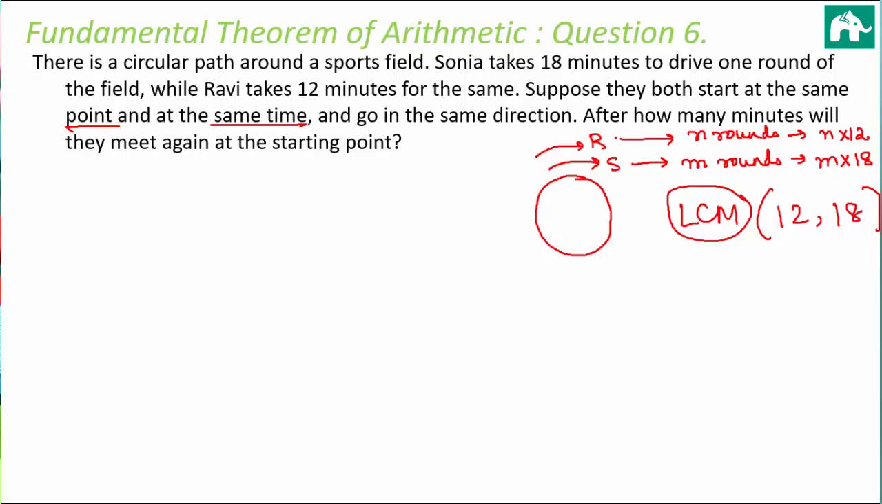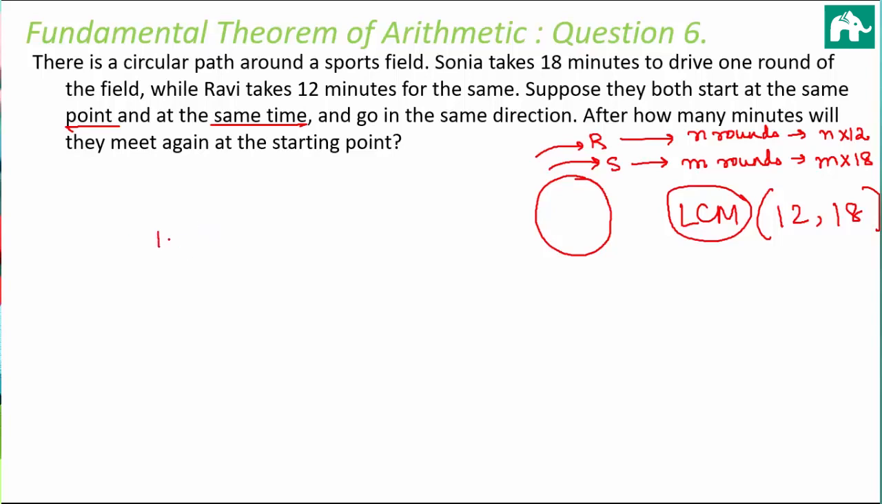Because no matter how many rounds Ravi takes, the total time that he is spending will be a multiple of 12. The total time Sonia is spending has to be a multiple of 18. But both of them meet at the same time. That means it has to be a common multiple for both of them. And that is why we are calculating LCM.